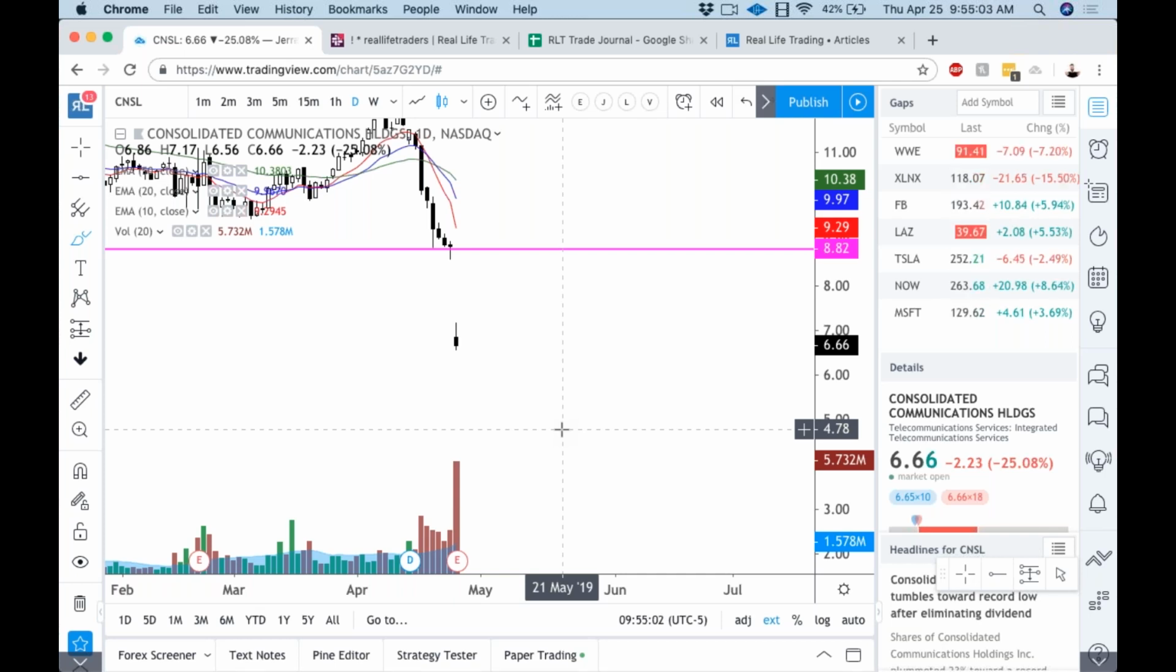And yeah, it could definitely fill that gap at some particular point in time, and probably will. But the only question is, how much longer will it hold those levels before it keeps going down? Because right now the trend is pretty bearish.